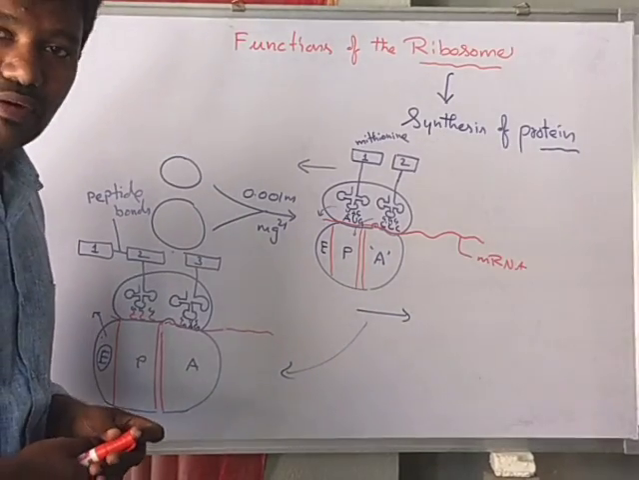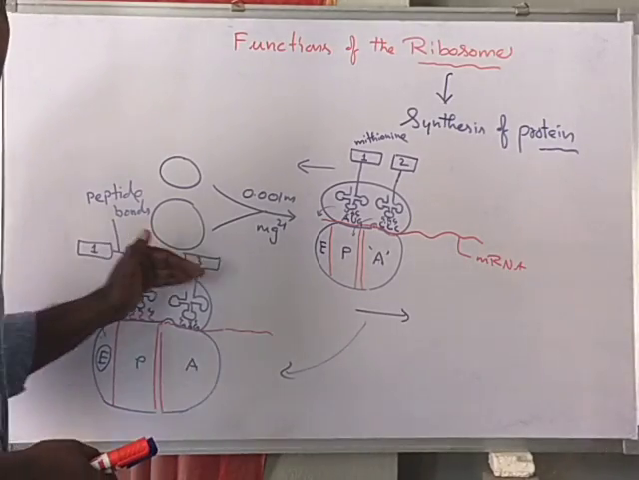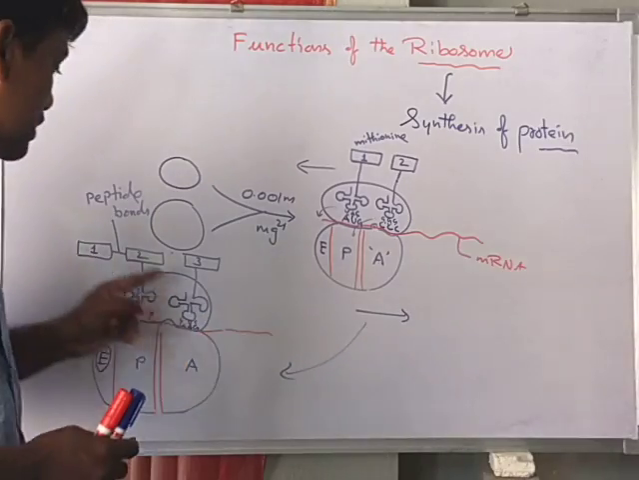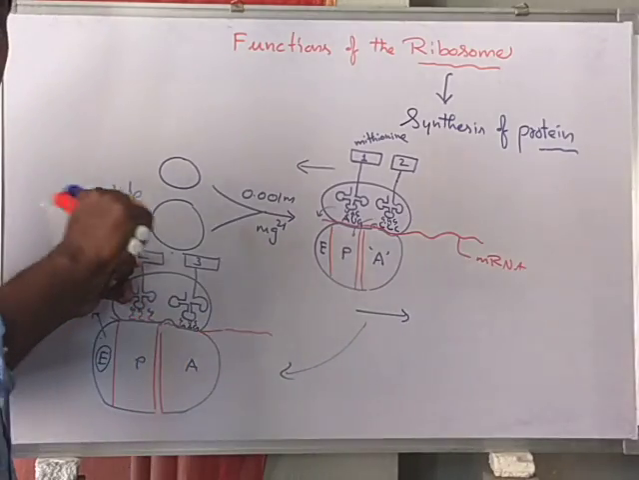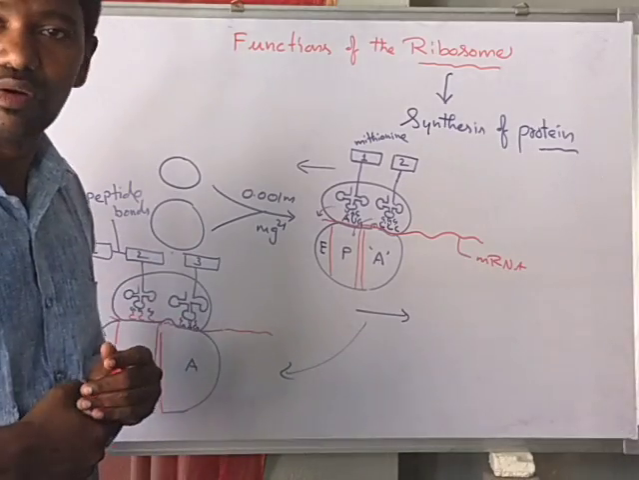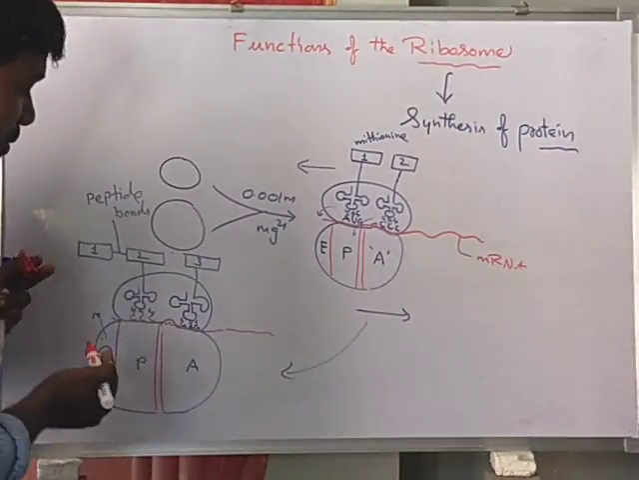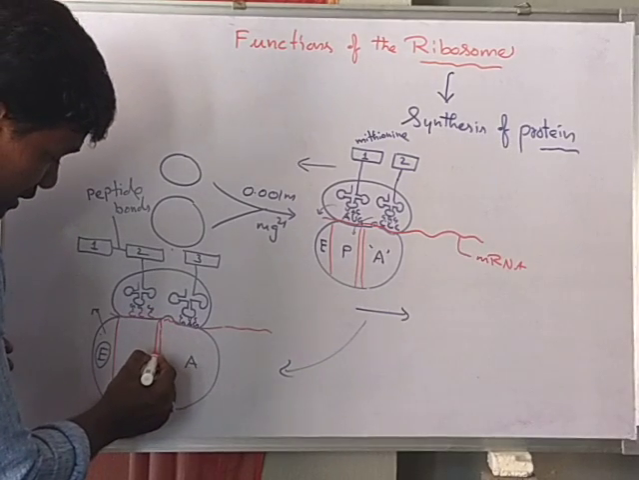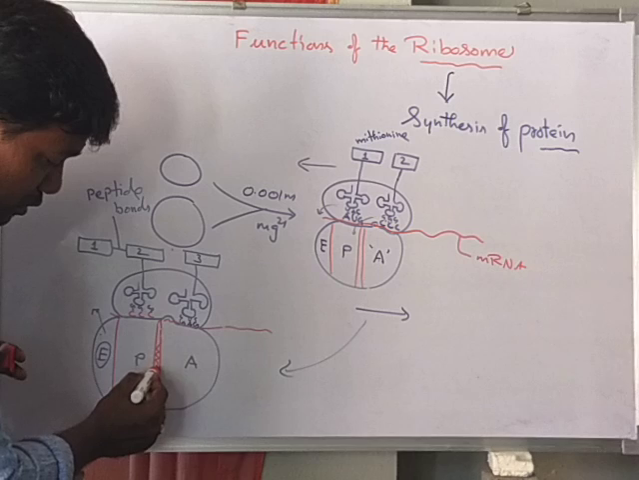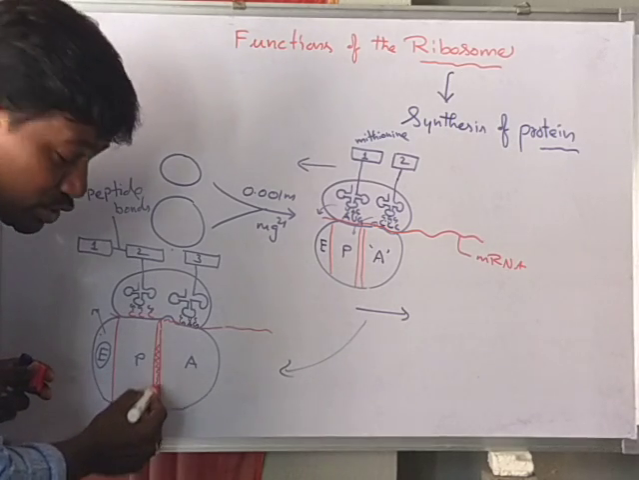Are you clear? Like this, the third, fourth, fifth amino acids are added. The amino acids are joined with peptide bonds, and that's why the chain is called a polypeptide chain. Polypeptide means nothing but protein. So the protein will be formed, and it moves through the longitudinal channel. This is the longitudinal channel.